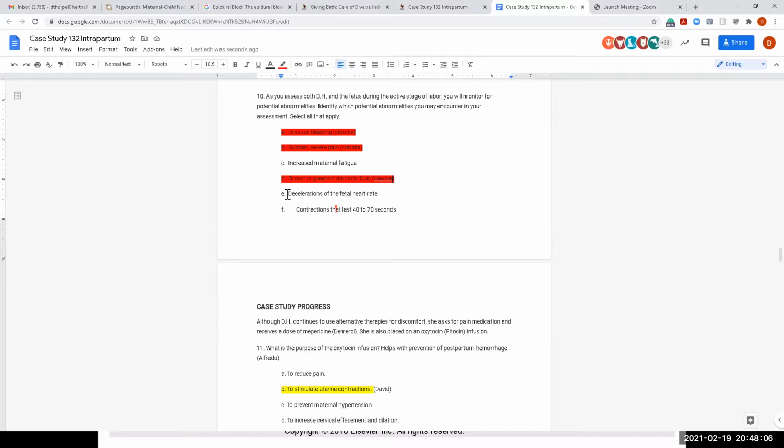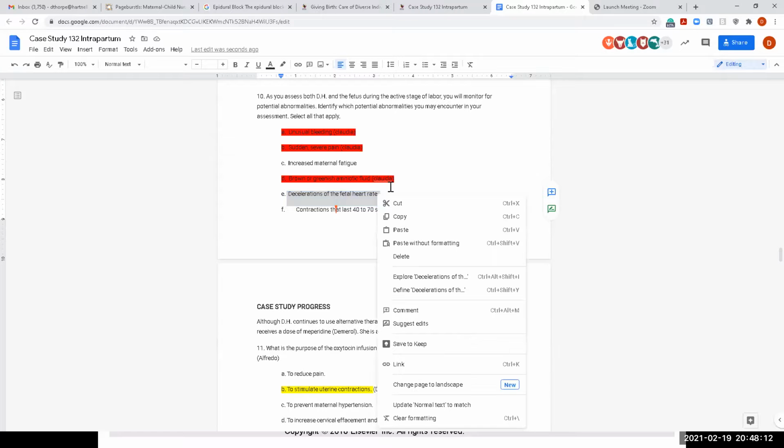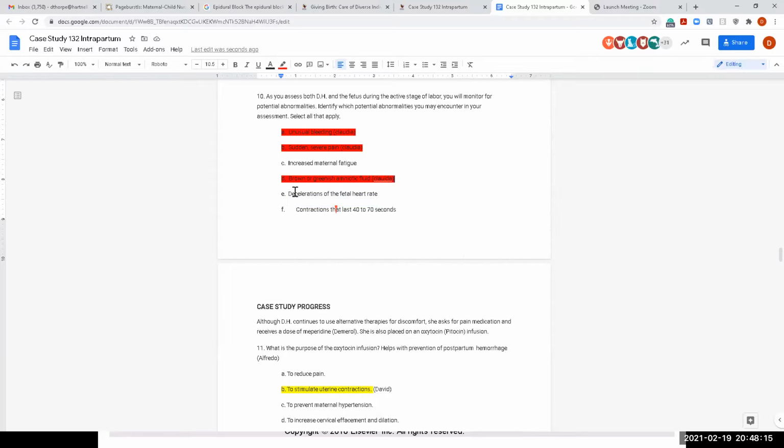What about this one? I don't know how to make it a color, but yeah. Would it be the deceleration of the fetal heart rate? Yes. Go ahead and do that one.